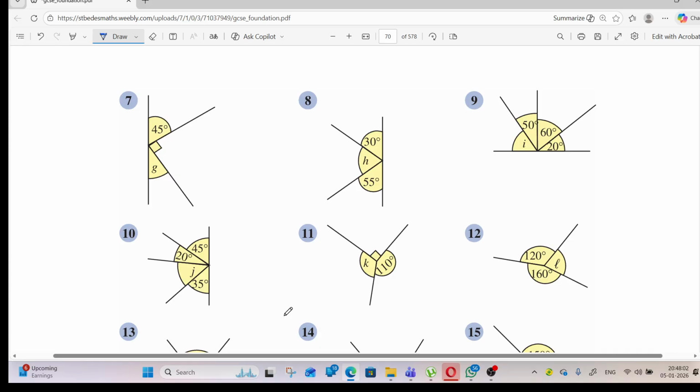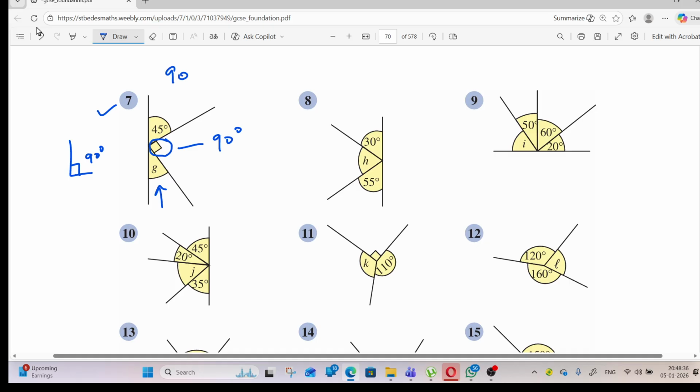Okay, can you try number 7? How much is this angle? What is the symbol? Whenever you get this right angle symbol, it is 90. So this is 90. Now you can find G, right? Okay, 25. Let me check again. I think so. Uh, no, it's not 25.